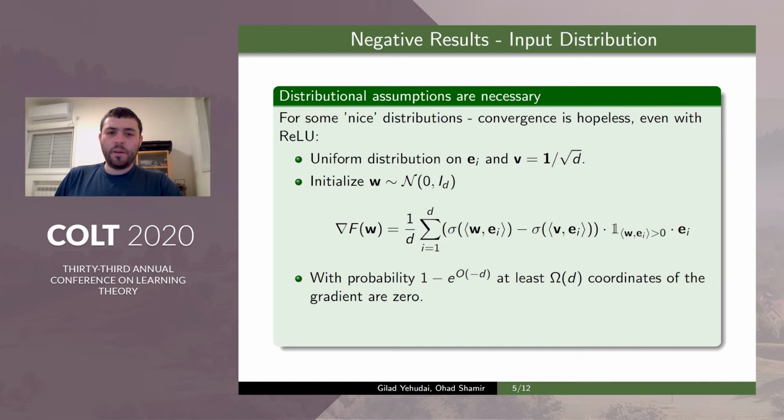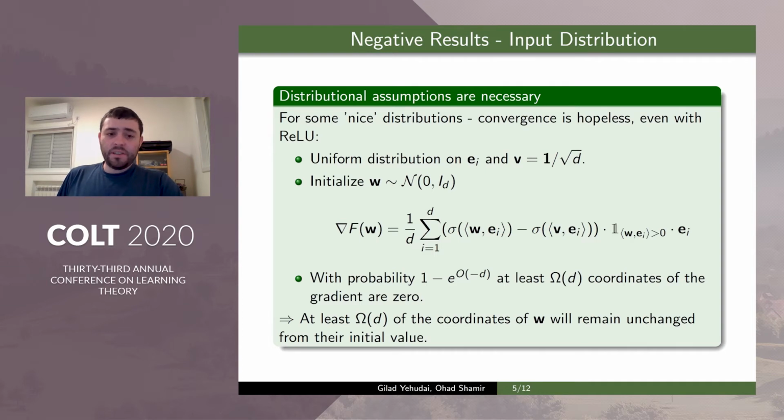So what happens here is that if we initialize w from a standard Gaussian distribution, then the gradient of f of w will look something like this. And the problem here is that each summand of the gradient is multiplied by the indicator function of whether w times the vector e_i is larger than 0. So we can show that with exponentially high probability, at least Omega(d) of the coordinates of this gradient will be 0. This means that at least Omega(d) of the coordinates of w, those for which the gradient is zero, will remain unchanged from their initial value. This means that we will not be able to learn the target vector v, at least in these coordinates. So for this distribution, convergence is actually hopeless.